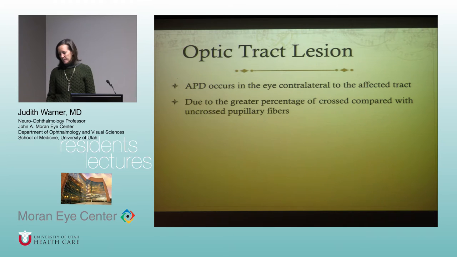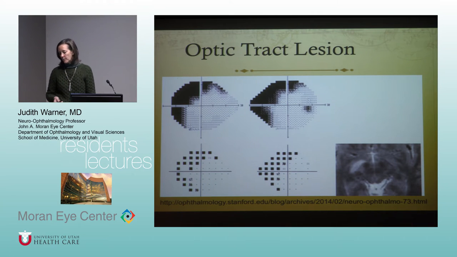The relative afferent pupillary defect occurs in the eye contralateral to the affected tract because of the different percentage of fibers that are crossing in the chiasm. And that's the correct way of considering it.